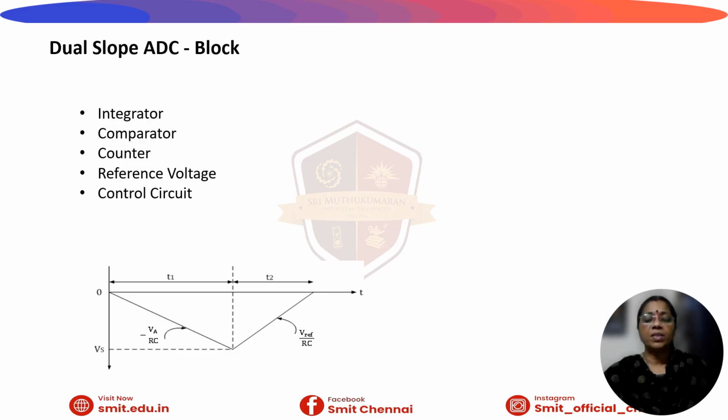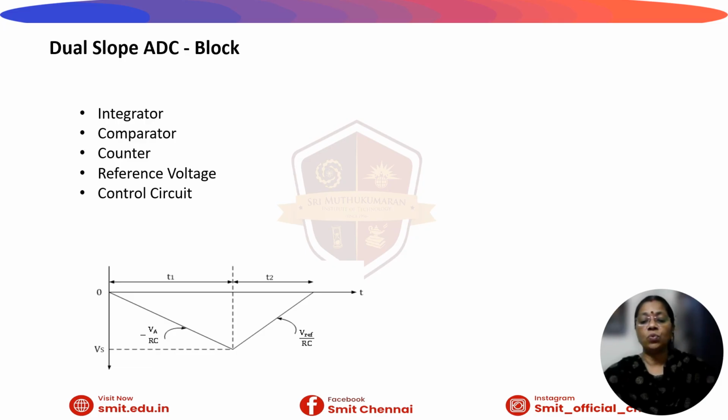It works in a two-phase process. In phase 1, the upslope integration phase, the switch connects the analog input voltage V in to the integrator. Over a fixed period of time T1, the integrator produces a linearly ramping voltage. The peak voltage reached at the end of this is directly proportional to the magnitude of V in. The equation for this slope is V out is equal to minus 1 by RC times the integral of V in.